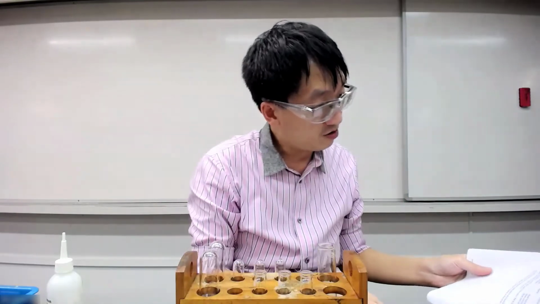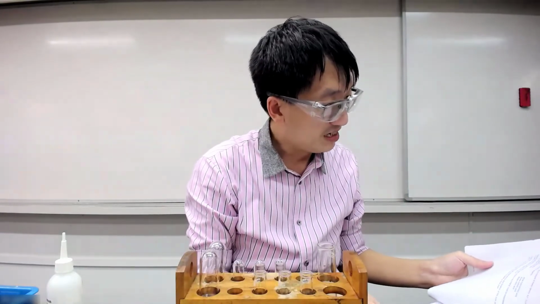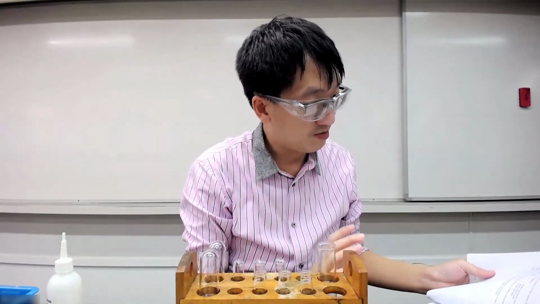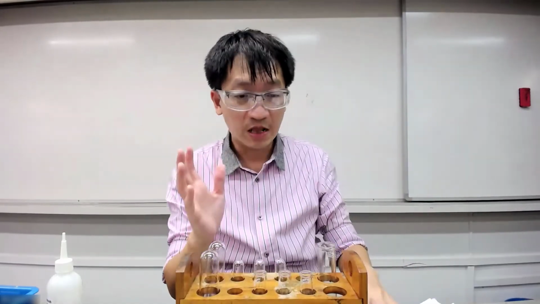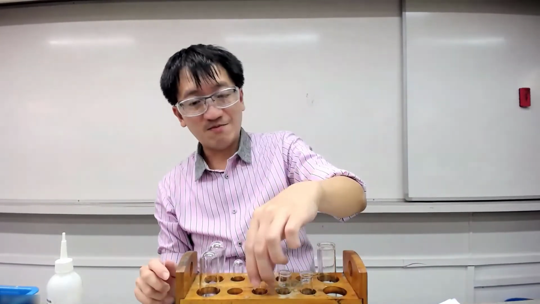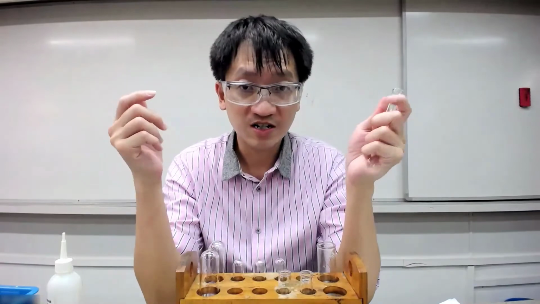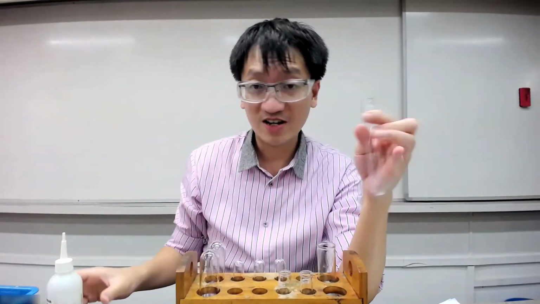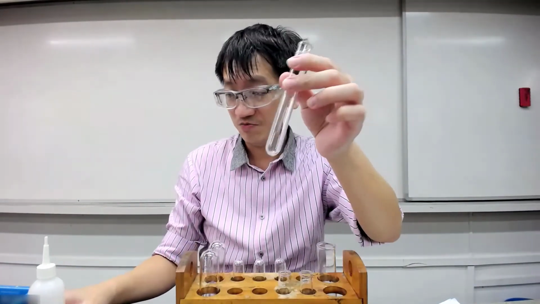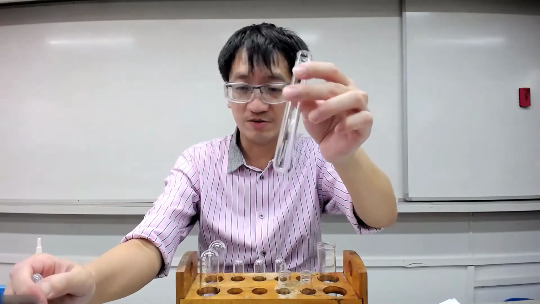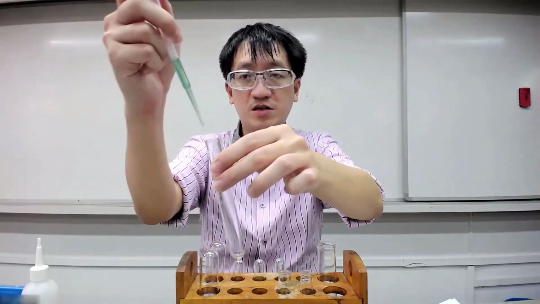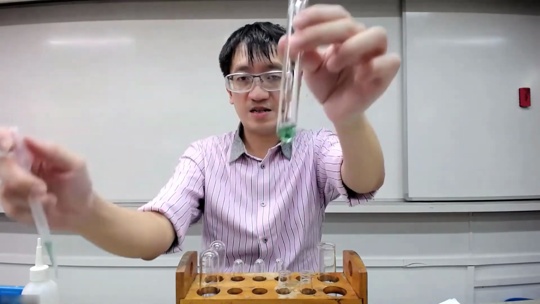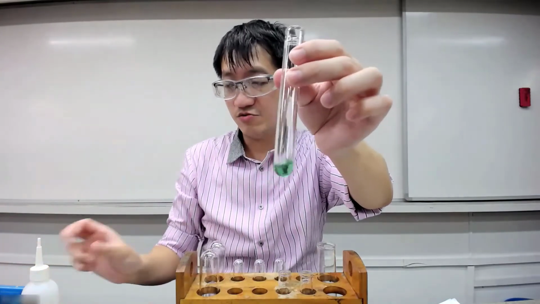If I fast forward to part H, they actually ask, explain why the solution must be poured off before adding aqueous ammonia. So let's do a negative example. Let's say we don't pour off the solution. What's going to happen? I'm just going to use a clean test tube and show you a negative example. I'm just going to repeat the same thing, but in this case, I'm going to do it real fast.